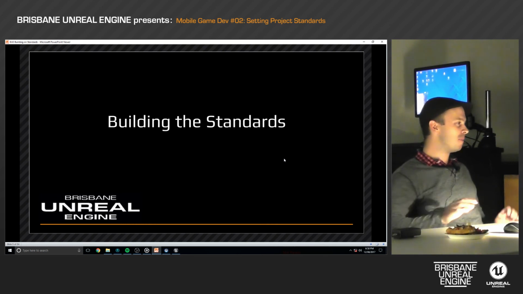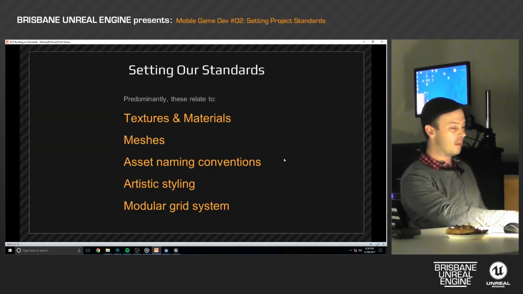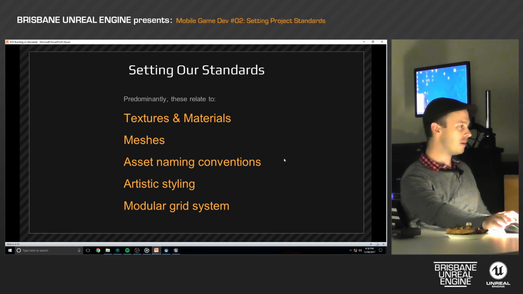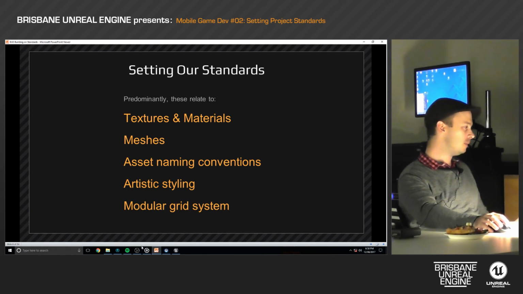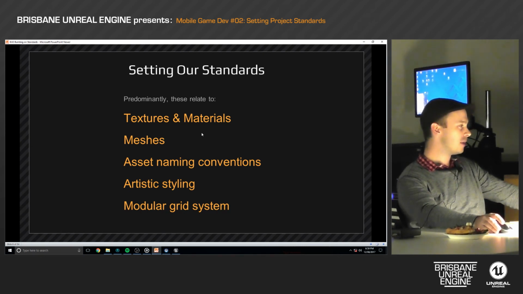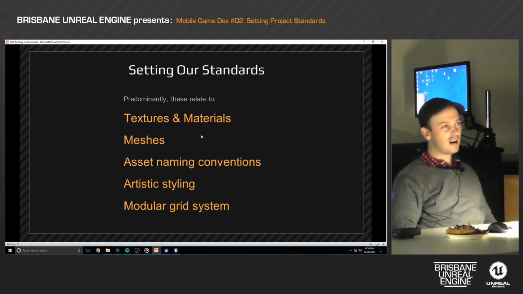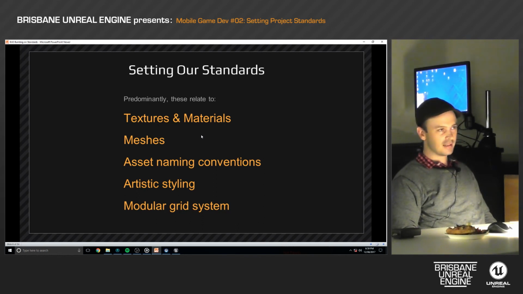This month we want to talk about building the standards. So we want to do some housekeeping stuff, to make sure that we're all on the same page. I'm going to try and flick through this pretty quickly because we want to move along. We've also got a contribution from someone, a game that Paul would like feedback on, so we'll get into that. With this, we're going to be talking about textures and materials, meshes, asset naming conventions, artistic styling, and modular grid system.